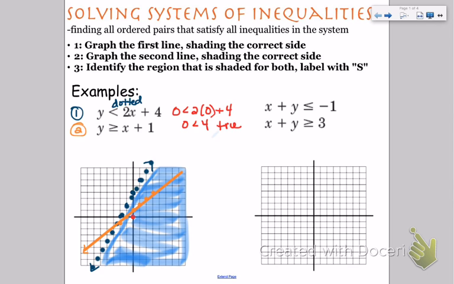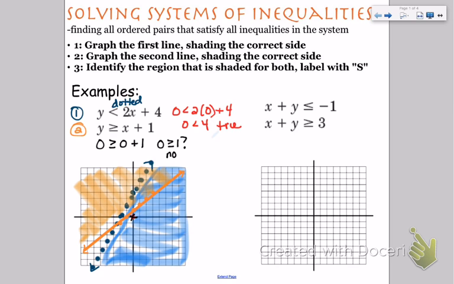Now I need to pick a point and test it. Again, I'm going to use that red point at (0, 0) because it is not on the line. Plug it in. 0 is greater than or equal to 0 plus 1. Is 0 greater than or equal to 1? No. So that is not a solution, and I need to shade the other side. Again, I'm going to use orange because the line is orange. So I'm shading this side of the line.